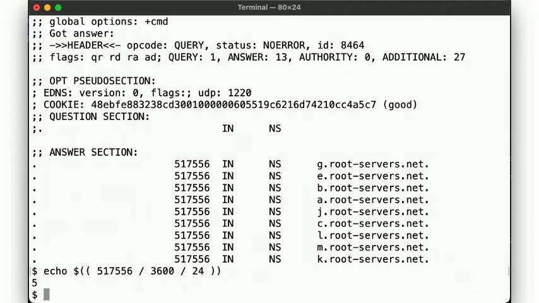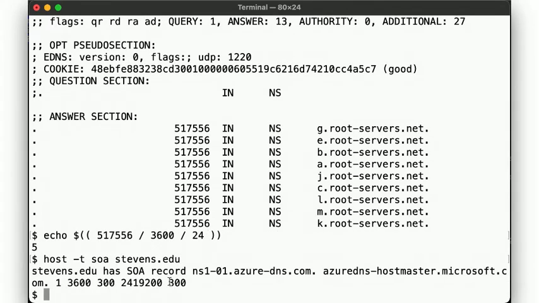Another resource record is the SOA record, for Start of Authority. This record defines information about the zone, includes the name of the primary master, the email address of the primary point of contact, the serial number, a refresh timeout for secondary name servers, as well as a retry, expire, and TTL number.